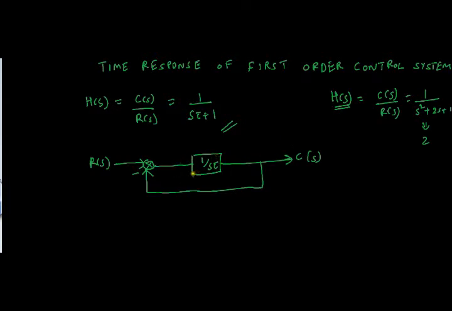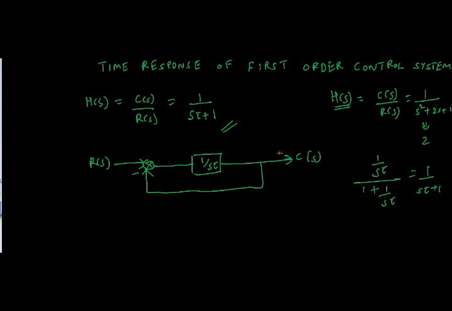So this is the negative feedback control system. The transfer function can be found in this way: 1 plus 1 over s tau. So this will come here and it will get cancelled, and eventually it will be 1 over s tau plus 1. Okay, this is C(s) upon R(s). So this is the block diagram of first order control system.